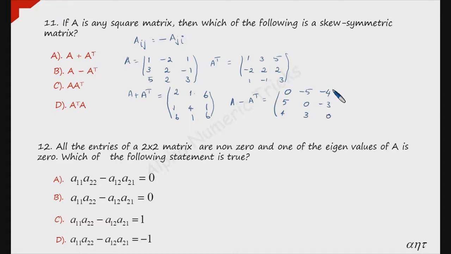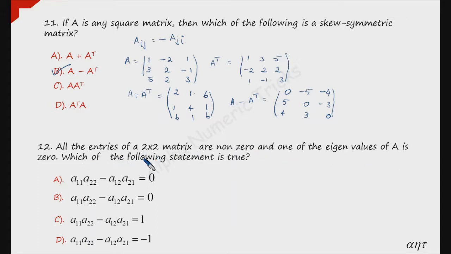So we get the matrix. Here you have minus 5 and here plus 5, minus 4 and plus 4, minus 3 and plus 3. So Aij is equal to minus Aji, and A minus A transpose is a skew symmetric matrix. When A is any square matrix, A minus A transpose is the skew symmetric matrix. A plus A transpose is a symmetric matrix, A minus A transpose is a skew symmetric matrix, and A transpose is not at all a symmetric matrix. So we leave it. We get the answer.